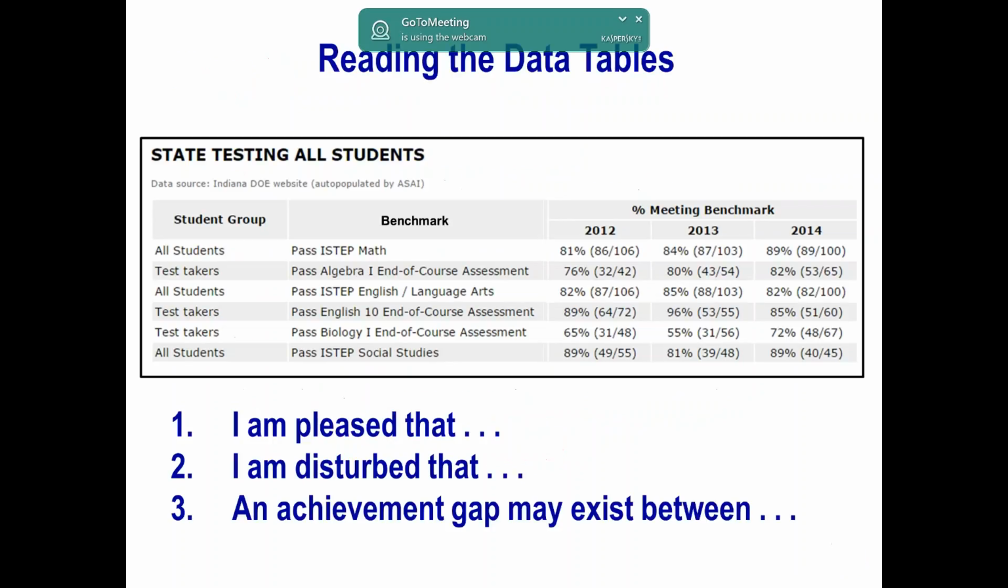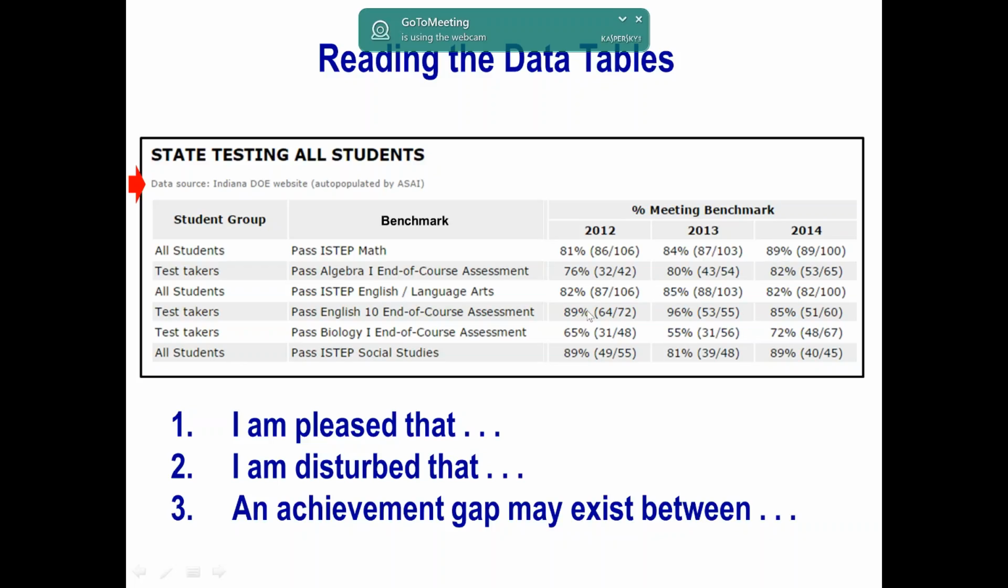Okay, so when you see our data, it's going to look like this. I just want to point this out. The first thing you're going to see is the data source, and we'll tell you if we auto-populated the data. For state testing, we did put that data in for you, so the data source is DOE's website. Then here's the data you're looking at: all students passing I-STEP math. We've given you 3 years of historical data, so for this school, a real school's data, you can see they've been seeing an upward trend. That's good, and that might be something you'd put a plus sign on. Man, 89%, that's not bad.